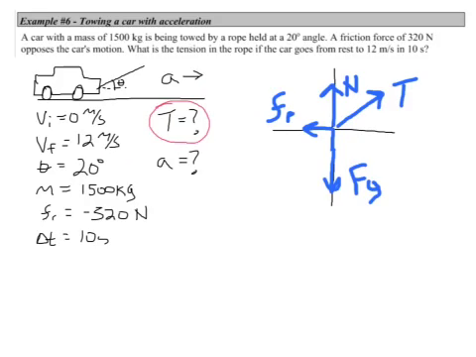So in this example, we have a car with a mass of 1,500 kilograms being towed by a rope held at a 20-degree angle. We have a frictional force of 320 newtons opposing the car's motion. We want to know the tension if it goes from rest to 12 meters per second in 10 seconds. So in this problem right here, I've included all the things that we know and what we're looking for in the free body diagram. And just in the interest of time, I'm going to go through this very quickly and just put the worked out problem on the screen. Make sure you pause and take a look at it.